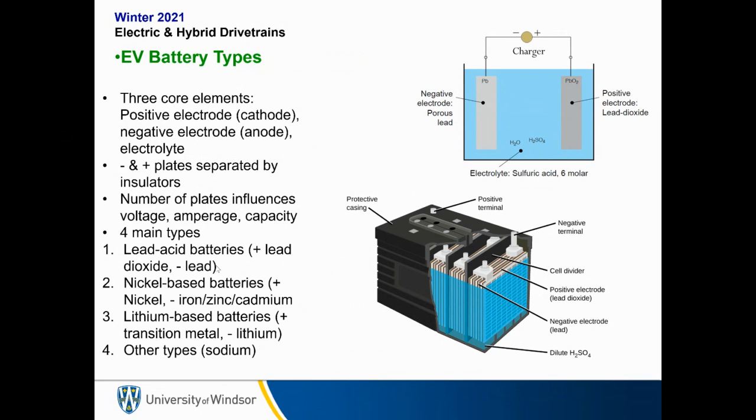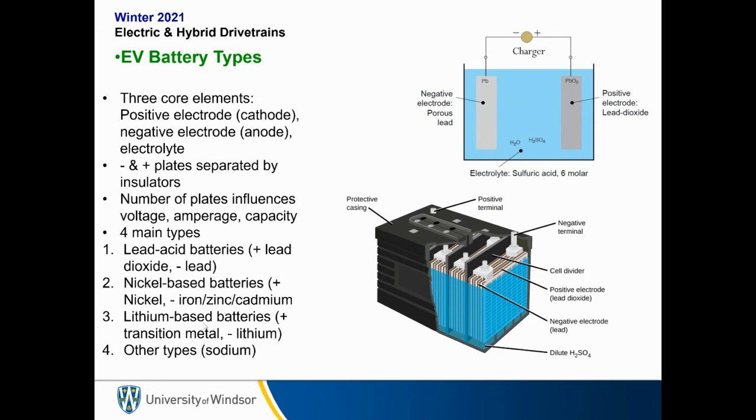There's the lead acid battery. This is the type that you'll see under the hood of most normal automobiles. The positive cathode is lead dioxide and the negative is lead. There's nickel-based batteries, where the positive cathode is nickel and the negative is iron, zinc, or cadmium. This is more common in old household rechargeable batteries, or normal NiCad batteries. Those are very common for rechargeable batteries at home.